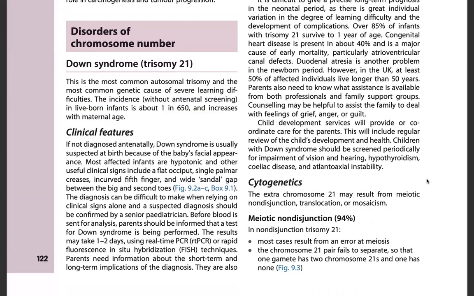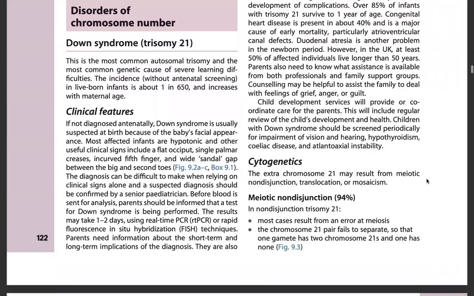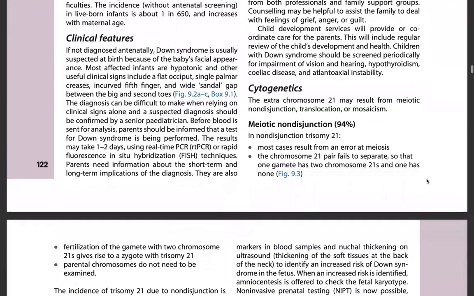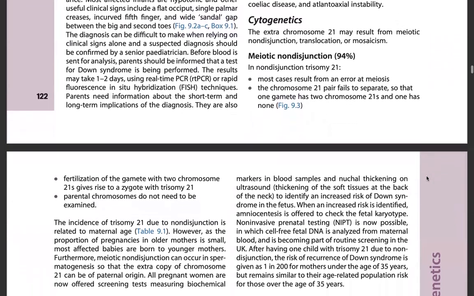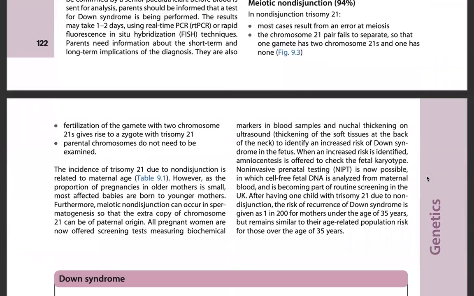Meiotic non-disjunction accounts for 94% of cases of trisomy 21. Most cases result from an error at meiosis. The chromosome 21 pair fails to separate, so that one gamete has 2 chromosome 21s and one has none. That will be shown in the figure later. Fertilization of the gamete with 2 chromosome 21s gives rise to a zygote with trisomy 21.